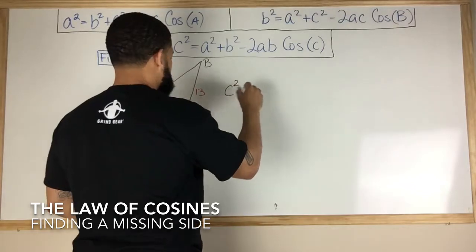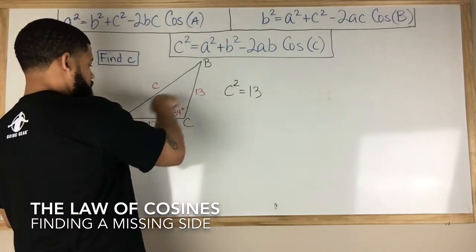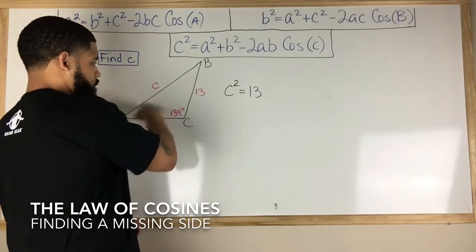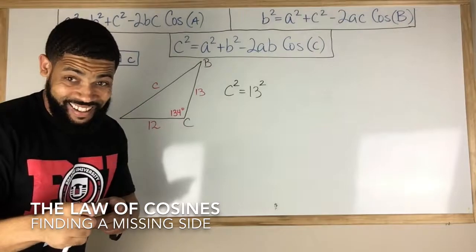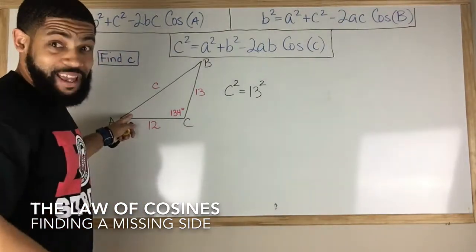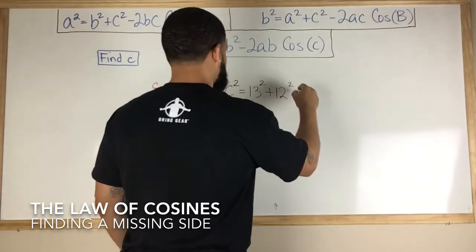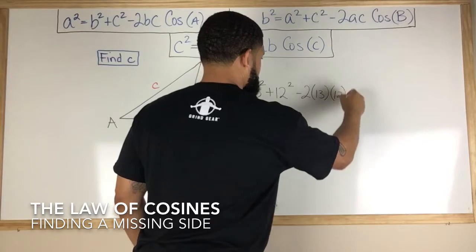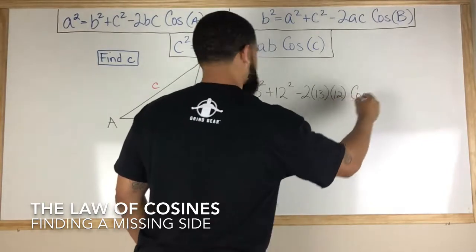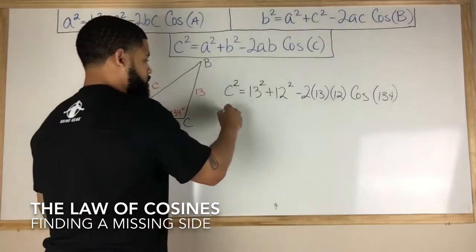So c squared is equal to 13 squared, because the length of side a is always across from angle A. Plus 12 squared, minus 2 times 13 times 12 times the cosine of 134 degrees. Okay, we still have c squared.